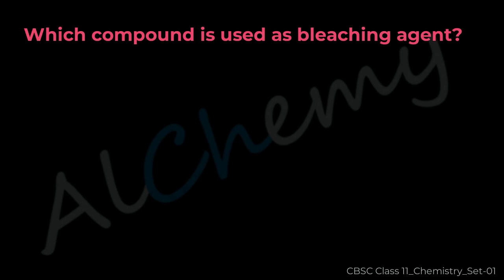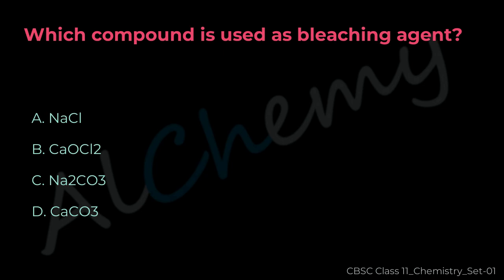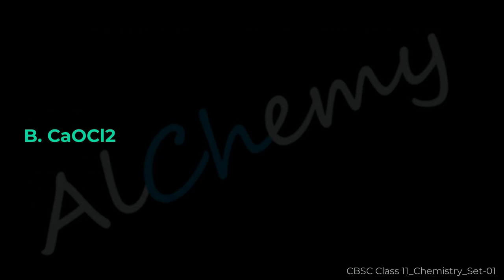F2. Question 41. Which compound is used as bleaching agent? A. NaCl, B. Ca(OCl)Cl, C. Na2CO3, D. CaCO3. The correct answer is B.